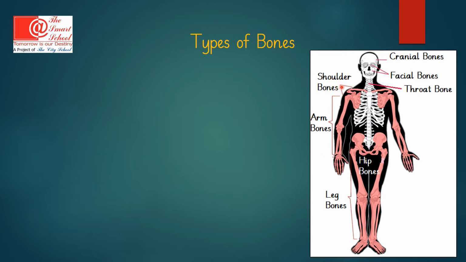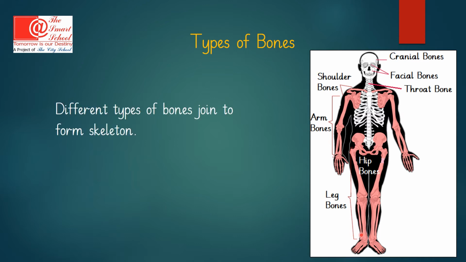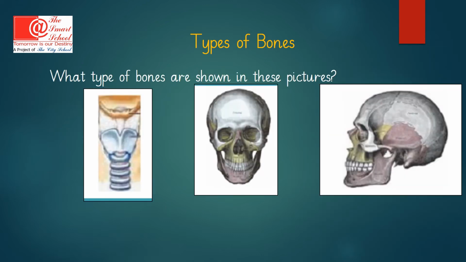So these are the types of bones that are present in the human skeleton. Here you can see the shoulder bones. These are the cranial bones present in your skull. These are the facial bones that join to form the face. This is the throat bone. These are the arm bones, the hip bones, and the leg bones. All these different types of bones join together to form the skeleton. Now that you have seen the different types of bones in the human skeleton, we shall now see their names one by one and their numbers in the human skeleton.